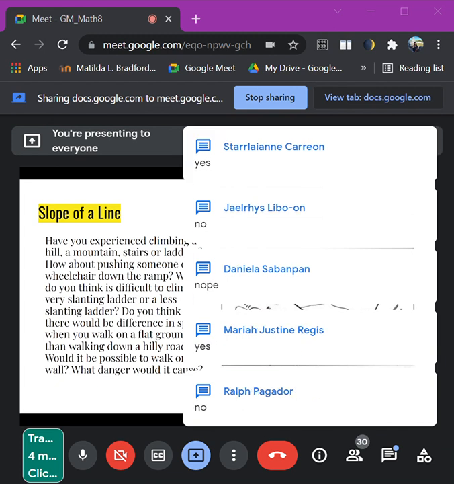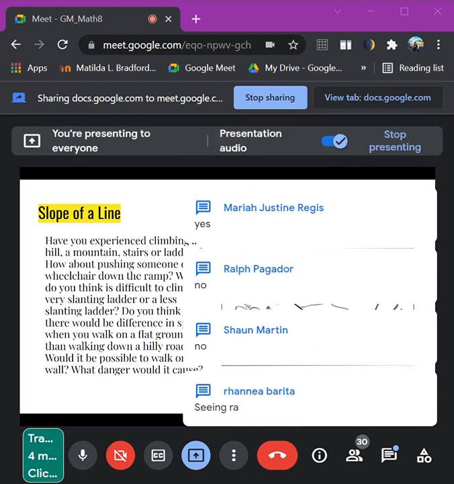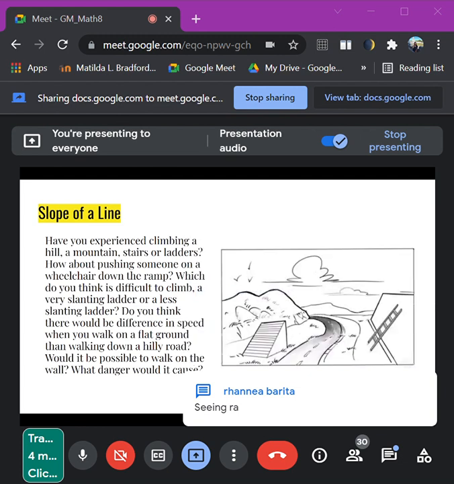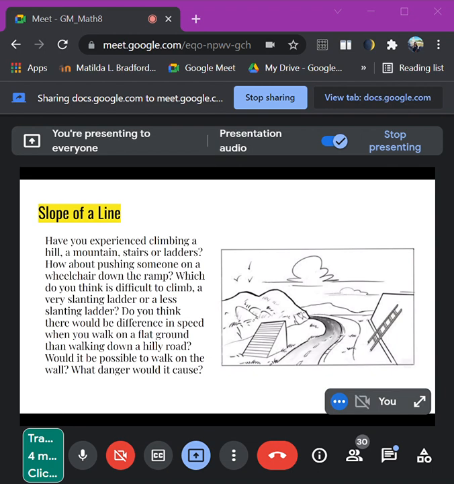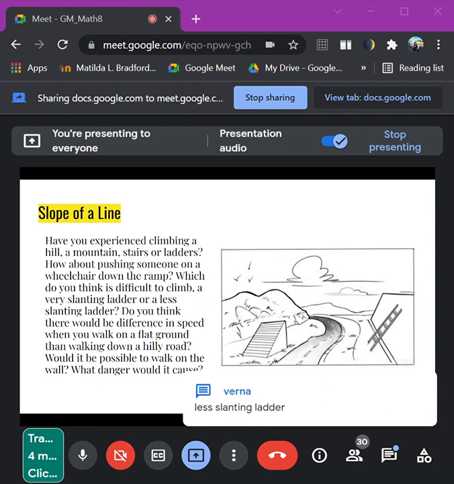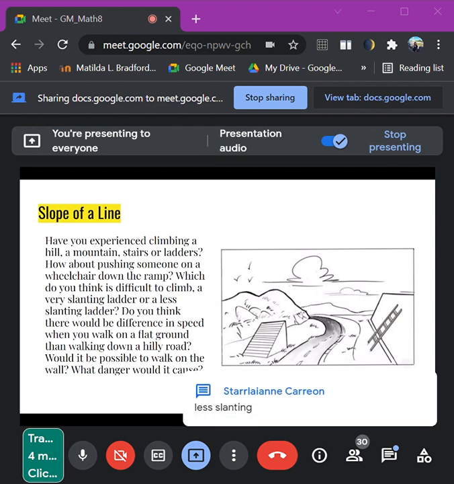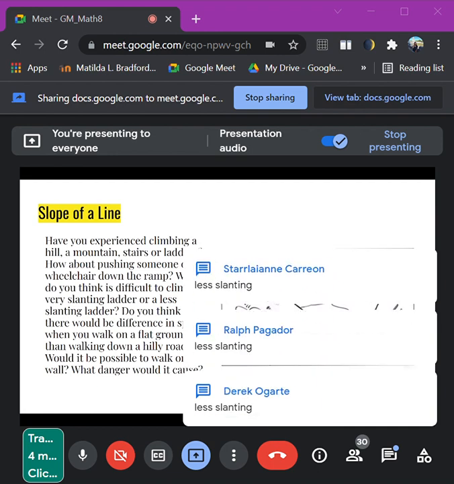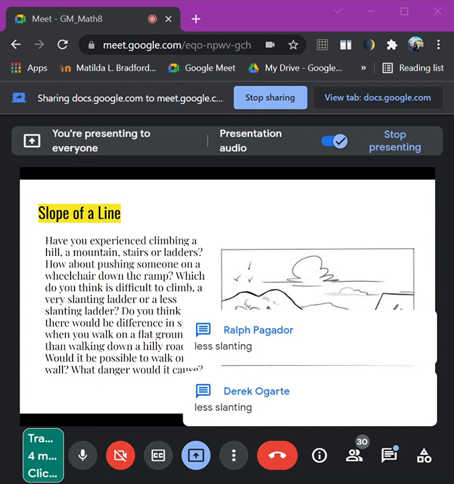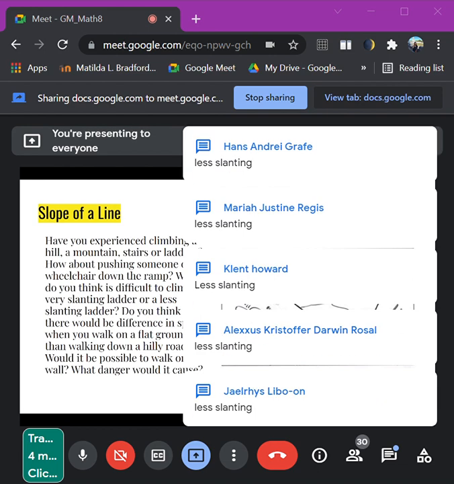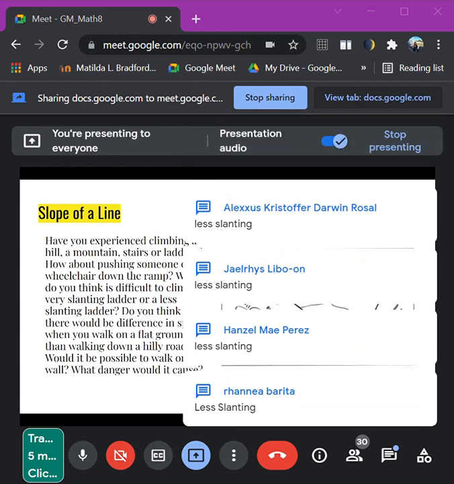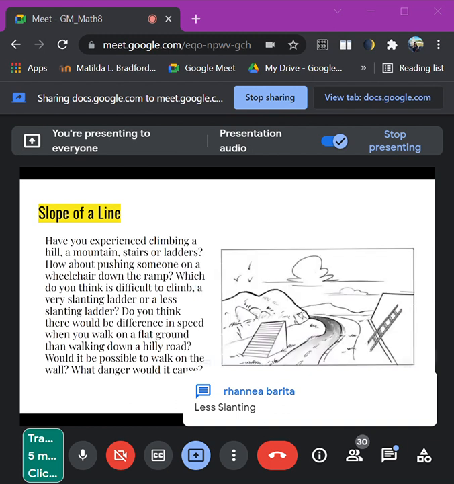So, which do you think is difficult to climb? A very slanting ladder or a less slanting ladder? Which is more difficult to climb? Less slanting. How about the others? Less slanting. Okay, now, do you think there would be difference in speed when you walk on a flat ground than walking down on a hilly road?